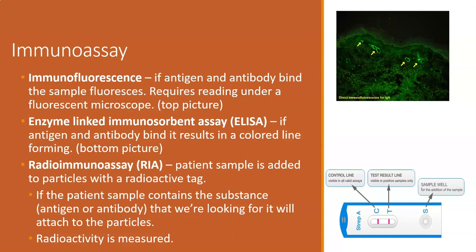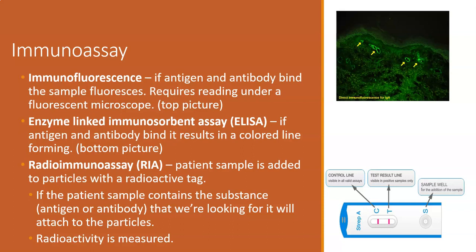Well, how do we know everything's working properly? Well, we have C, which is the control line. The control line must always be positive. It gives you, number one, an example of what a positive looks like, and number two, it lets you know that the reagents in the system are working properly.